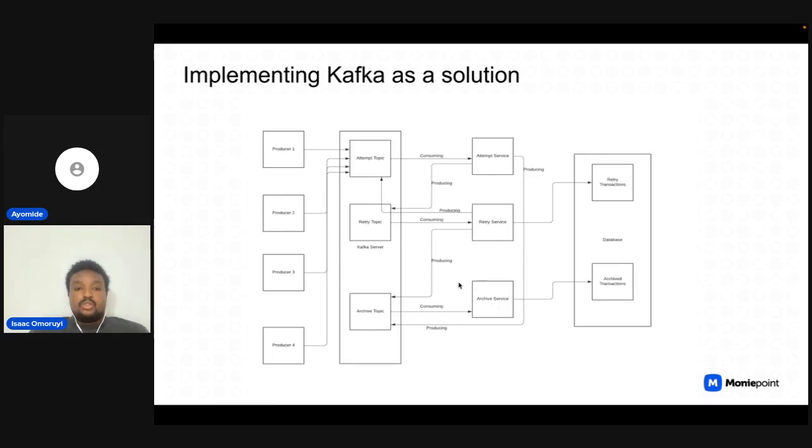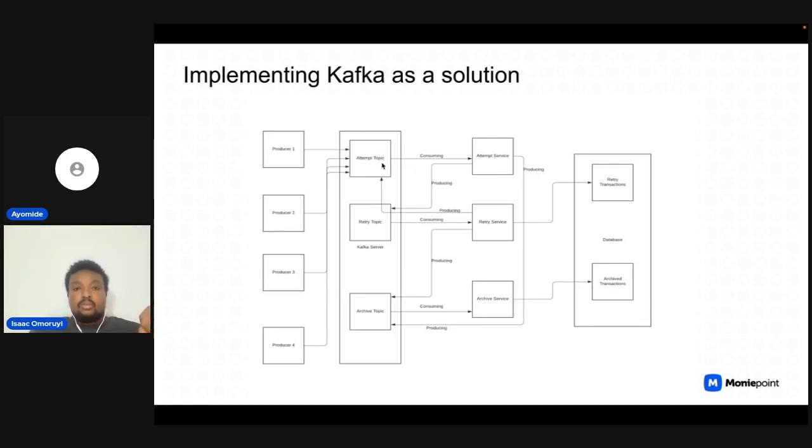Now, let me go straight to the archive topic. What the archive service does is it subscribes to the archive topic and consumes messages from it, and all it does is save them to a database. I'll talk about the database later. So that's it for the archive topic. There's no extra manipulation. It just gets the messages and saves them into the archive table in the database.